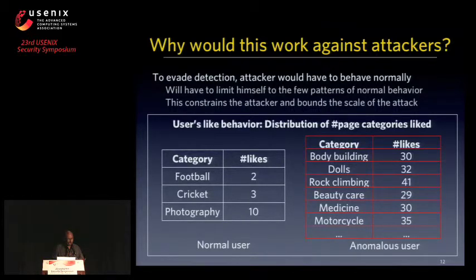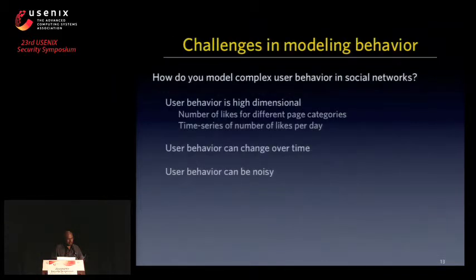So now that we understand how this would work against an attacker, we still have a hard challenge, which is, how do we model user behavior in a social network? User behavior can be high-dimensional, depending on how you define it. If you're defining it as the number of likes over several page categories, where each page category is a single dimension, you have high-dimensional data. This behavior can change over time, and it could also be quite noisy. So how do we do this?